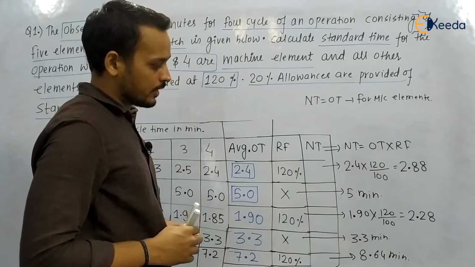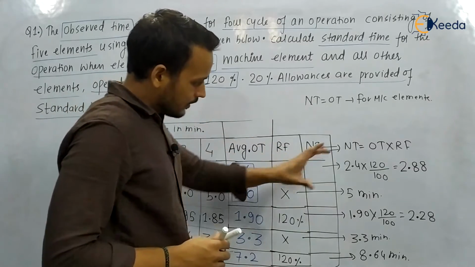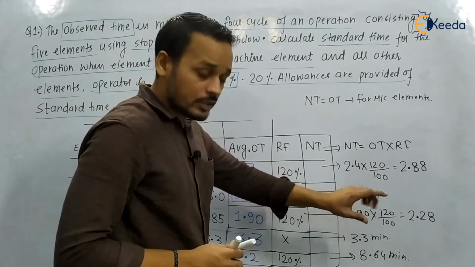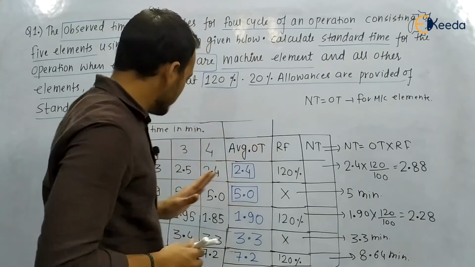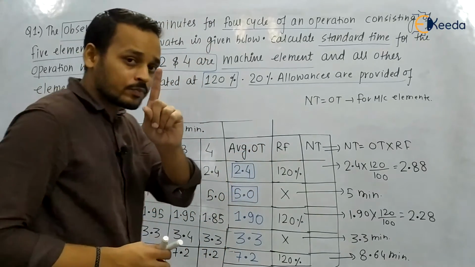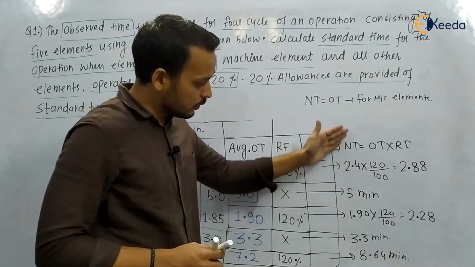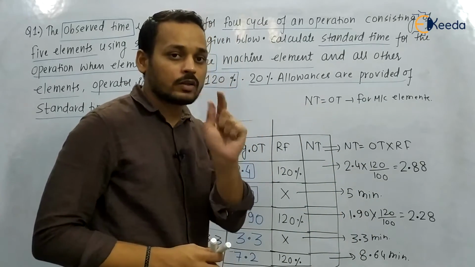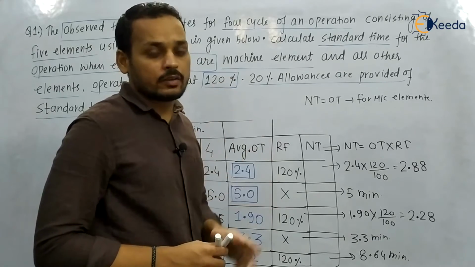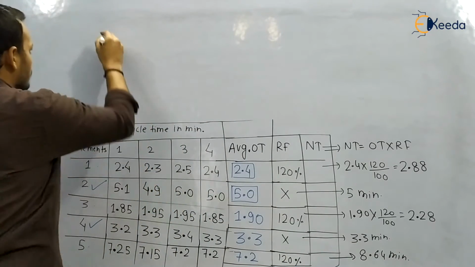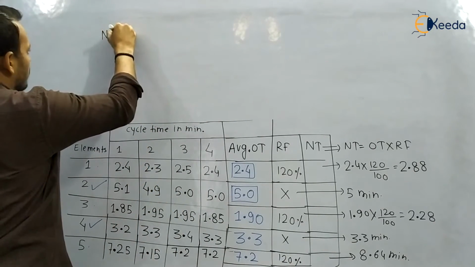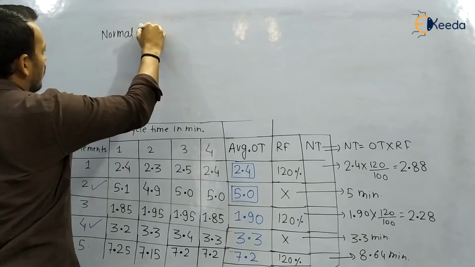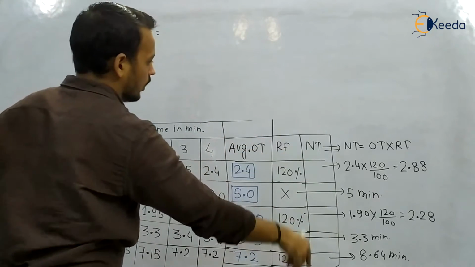Now what do we have to do? This is the normal time of each of the work elements, and these are the work elements of a single activity. So we have to take the summation of all the normal times, then we will find the normal time for the activity.